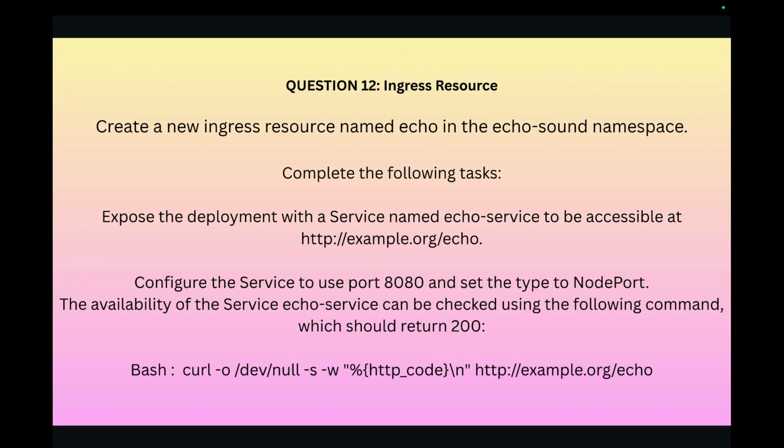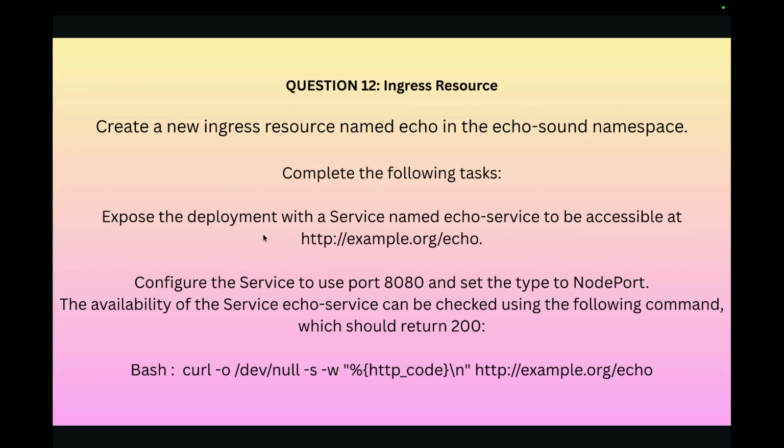In the series of the CKA questions and answers, in today's video we'll see question 12. Question 12 is around Ingress resources. So let's get started. In these questions, we have already been given the Ingress resource name echo and the echo-sound namespace. This will be given in the exam already. Now, the following tasks need to be completed.